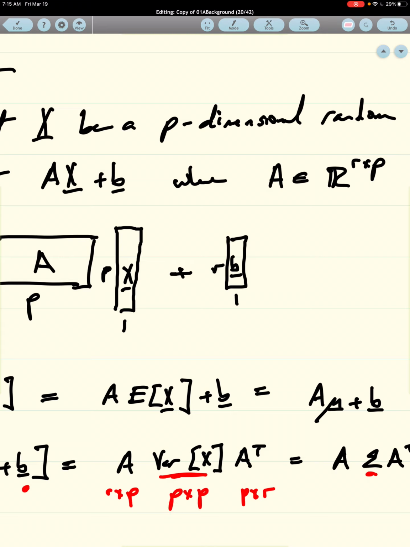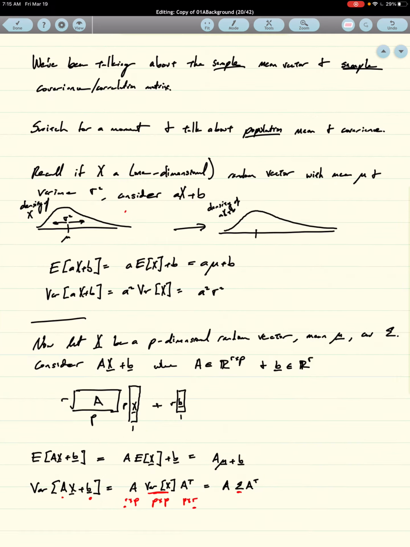is p by p. And so if we do this multiplication, you'll see that we end up with a matrix which is r by r, and that's what we want because we said that the random vector coming out of this multiplication would be r-dimensional, and so its covariance matrix would make sense to be r by r. Okay? So the solution is that we end up with A times the covariance matrix of our original random vector x, times A transpose on the other side. And you can see that's kind of like squaring by the matrix A.